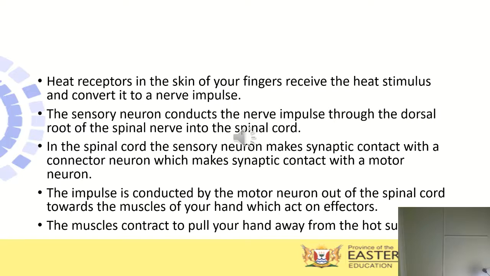So what is important, when the impulse leaves the spinal cord, it is conducted by the motor neuron right into the effectors. The example of effectors, in this particular case, is the muscles in the hand, in the fingers of that person. So the muscles will contract now and pull the hand of the person away from the hot surface. This is how a reflex action works.